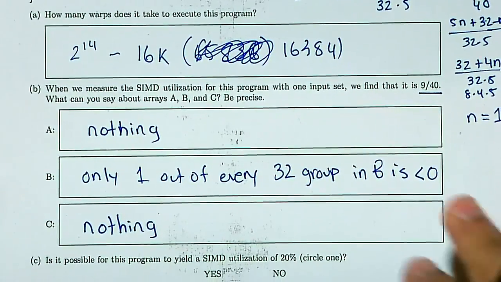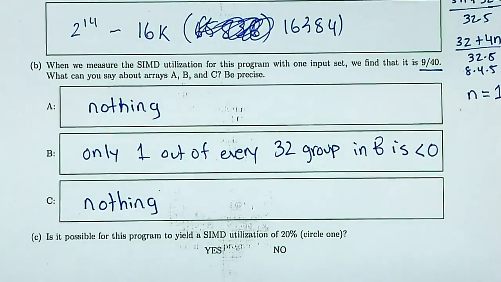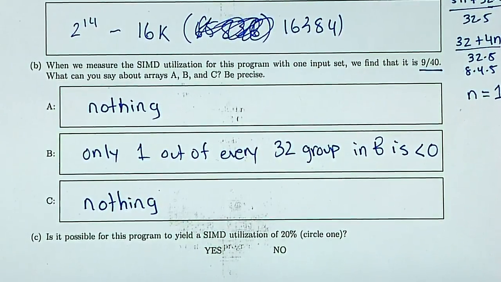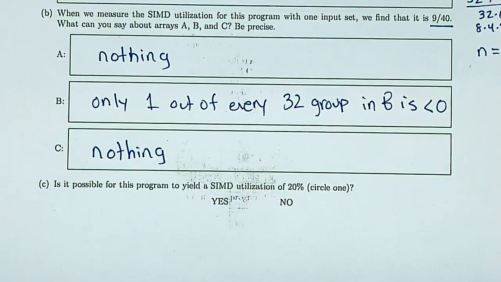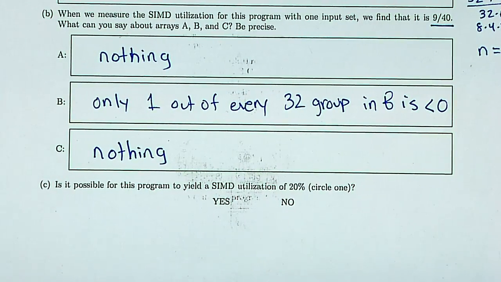So in this particular example, we can only say anything about B. Any questions about that before the next part? Okay, so the next question asks, is it possible for this program to give you a SIMD utilization of 20%? So yes or no?